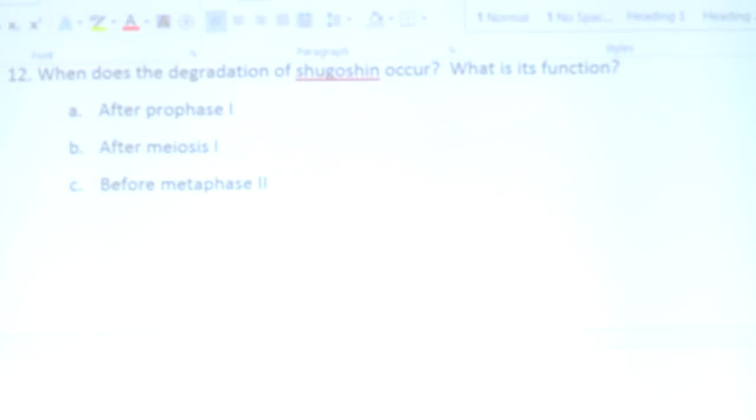It keeps the sister chromatids from separating during meiosis 1. Yeah, exactly. Thank you for that. So like what he said, the function is to keep the sister chromatids in anaphase 1 of meiosis from separating, because in anaphase 1 we're having the separation of homologous pairs. And if we had our sister chromatids separating in anaphase 1 of meiosis, we would get some aneuploidy, and that would not be good.